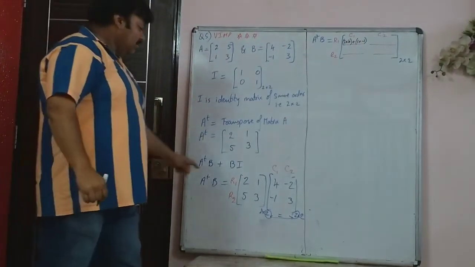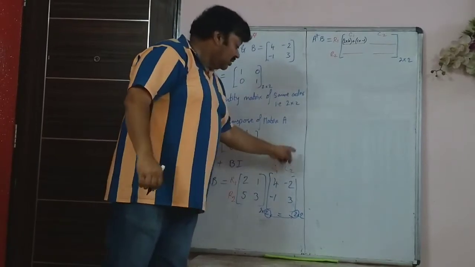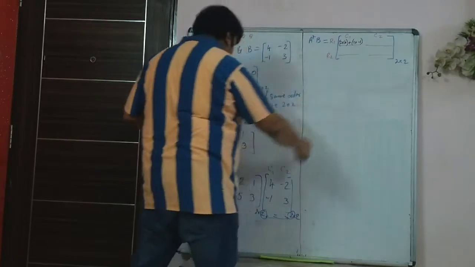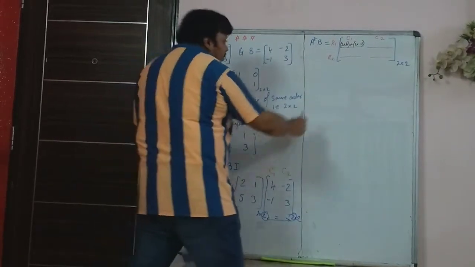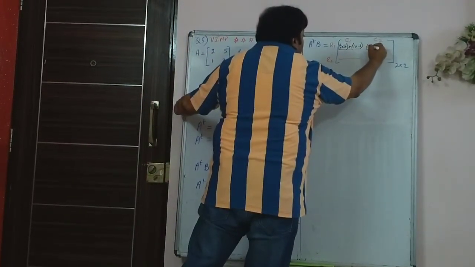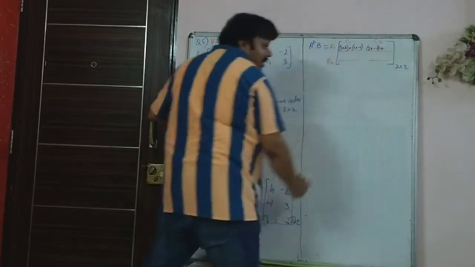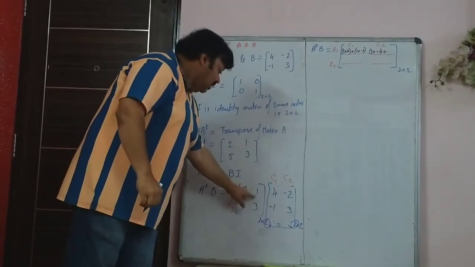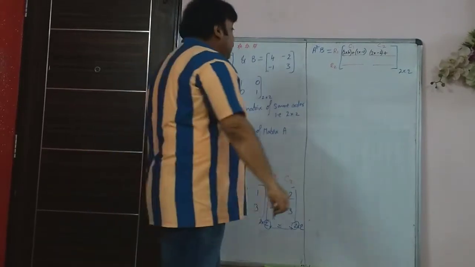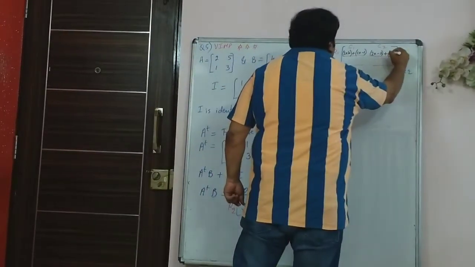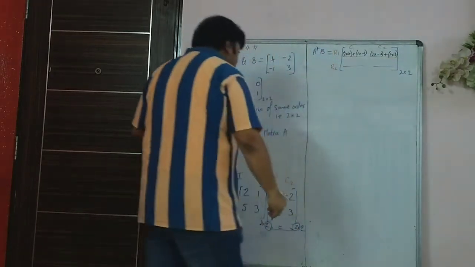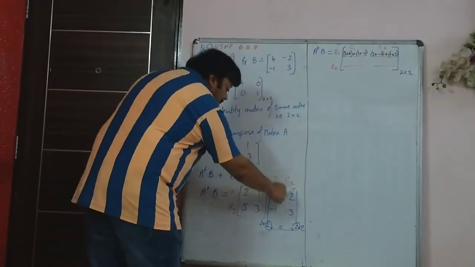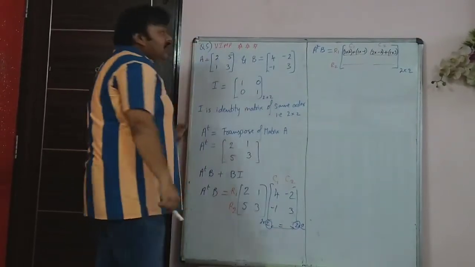And the second is R1 with C2. R1, C2, that is this position. 2 into minus 2 plus, this is first element with first element, 1 into 3. That is row 1, second element, and column 2 second element.